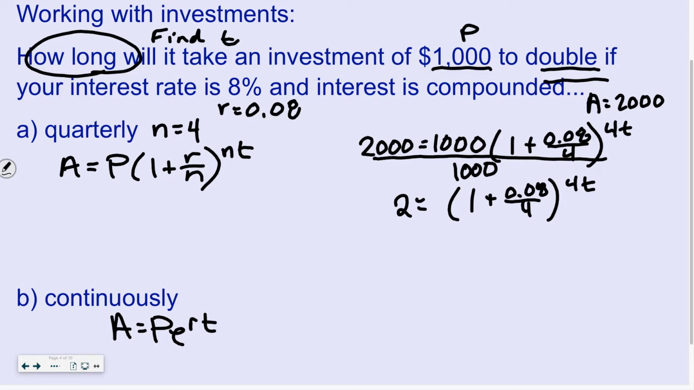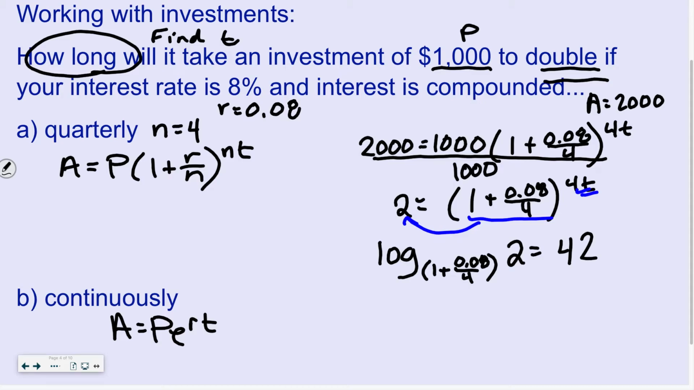But now I've isolated the base and the exponent, so I can rewrite it. My base is 1.02 or 1 plus 0.08 divided by 4. So I'm going to do log, base, which is subscripted, 1 plus 0.08 divided by 4. It can be ugly like that. Of, go around the equal sign, so of 2. And remember, the answer to your log is always your exponent. So the exponent is 4t.